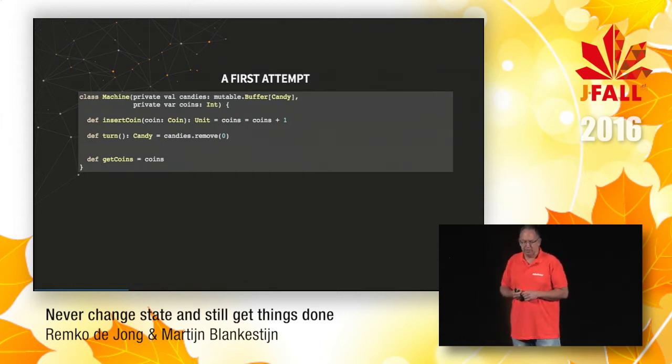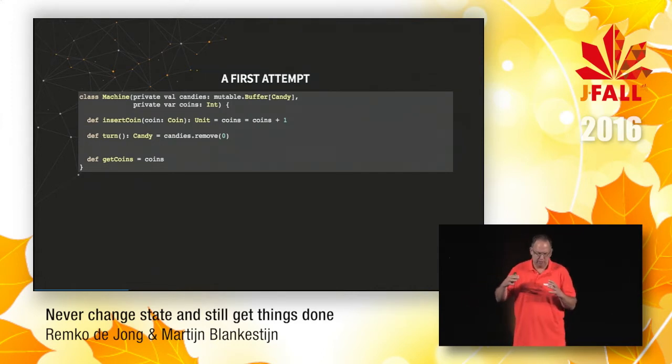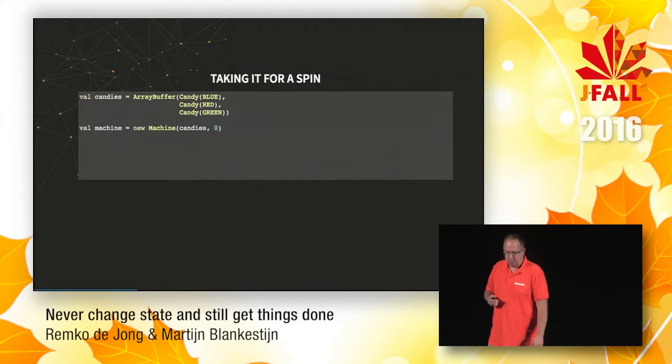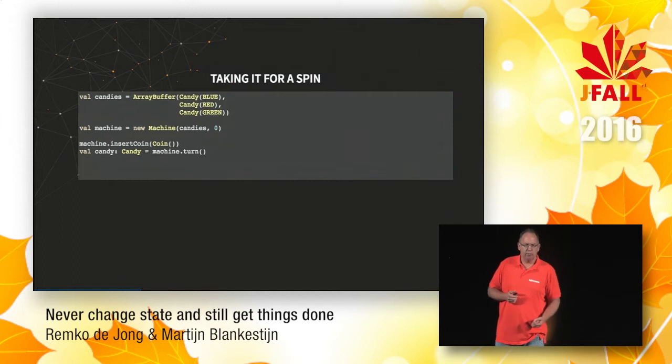And we have a getCoins method that exposes the coins variable. Because it's object-oriented, we keep our members private, otherwise you could change the number of coins from the outside. And that's not good. Well, if we take it for a spin, we create a mutable array buffer with a couple of candies. Please remember the order. It's not the usual one. We have questions later. You're going to create the machine with the list of candies and the number of coins.